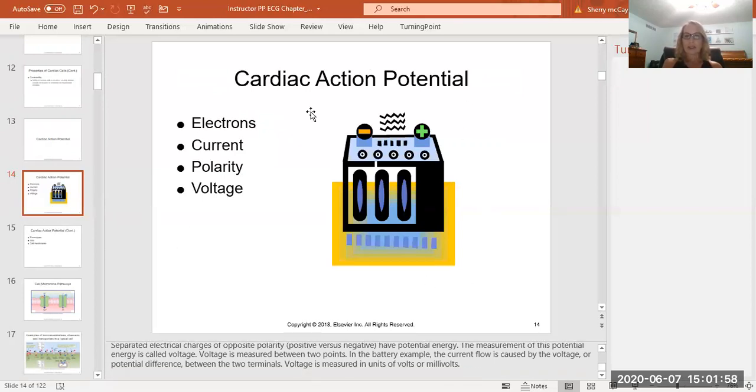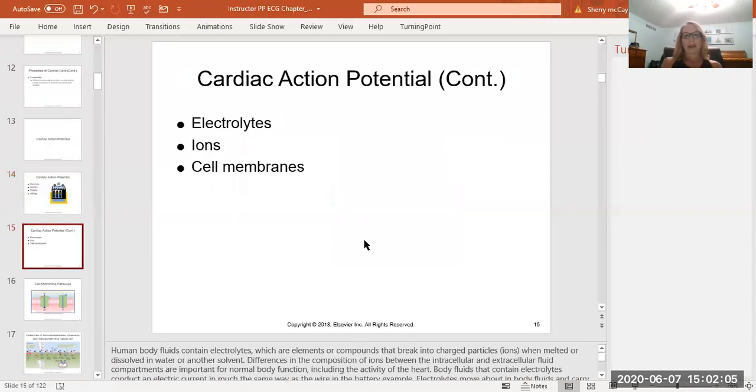So if you look at the heart just as you would a battery, it kind of makes sense, okay? All right, cardiac action potential. So there's electrolytes, ions, and cell membranes. The human body contains electrolytes, which are compounds that break into charged particles when melted or dissolved in water or another solvent. Differences in the composition of ions between the intracellular and the extracellular fluid compartments are important for normal body function, including the activity of the heart.